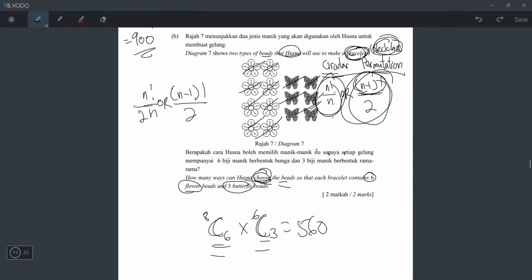What else I want to say? Okay, why do we divide by two for bracelet and necklace? Because the clockwise arrangement and the anti-clockwise arrangement will look the same. That is why you have to divide by 2. Only when you see this word bracelet or necklace, then you have to divide by 2. But if it's just arranging 5 persons in a circle, then it will just be 5 factorial divide 5, or (5 minus 1) factorial. Both of these will give you the same answer. But if it's bracelet or necklace, then it's different, because you have to do this one and then divide by 2.